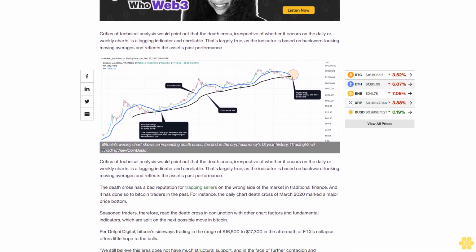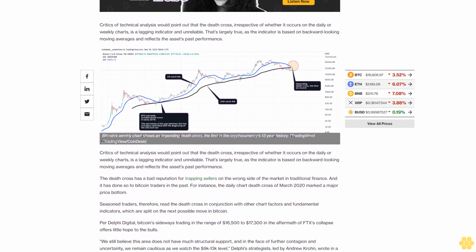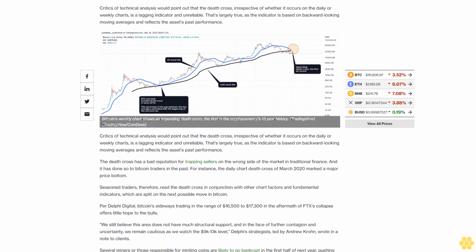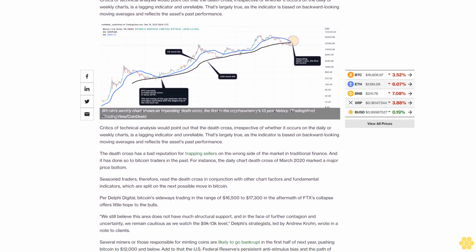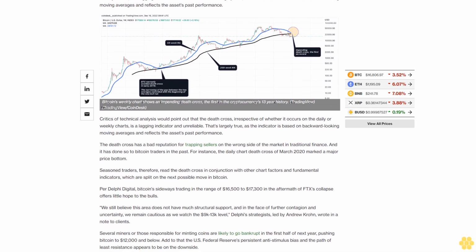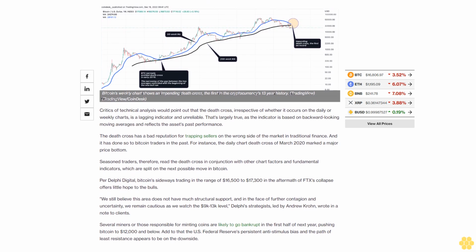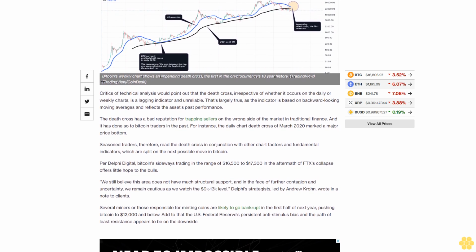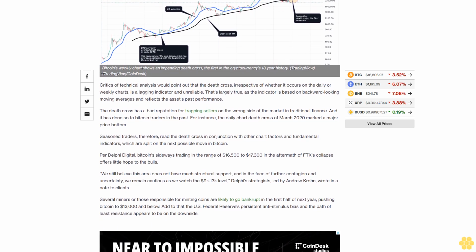The death cross has a bad reputation for trapping sellers on the wrong side of the market in traditional finance, and it has done so to Bitcoin traders in the past. For instance, the daily chart death cross of March 2020 marked a major price bottom. Seasoned traders, therefore, read the death cross in conjunction with other chart factors and fundamental indicators, which are split on the next possible move in Bitcoin.